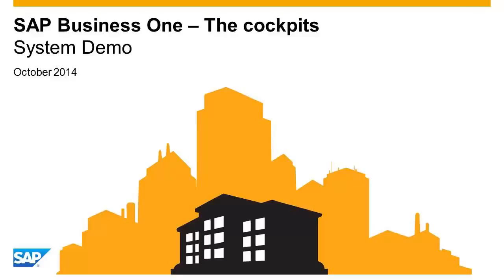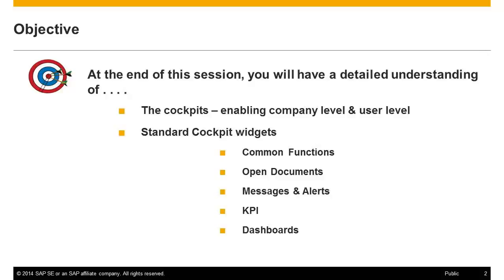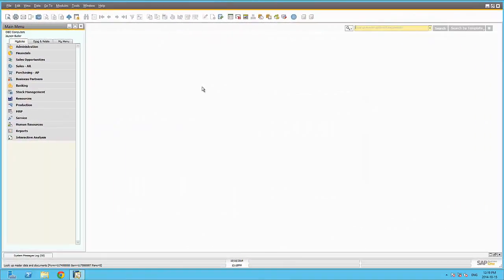Welcome to this demonstration on the cockpit experience available in SAP Business One. The cockpit can be easily customized per user to allow a simplified and more efficient user experience. This demonstration will cover the following topics: the cockpit, enabling it at a company level and a user level, and the standard cockpit widgets available, common functions, open documents, messages and alerts, the KPI widget, and dashboards.